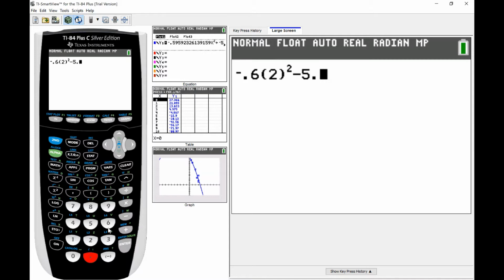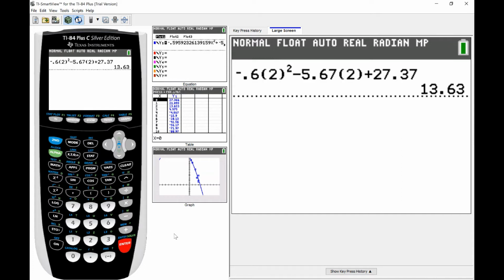5.67 times 2. Let's plug in that. I'm not plugging it in very fast on here. Plus 27.37. And then we'll press enter, and I get 13.63.